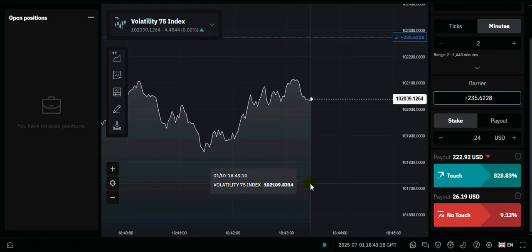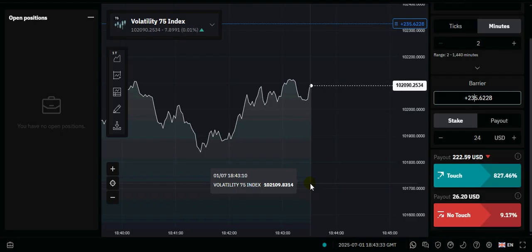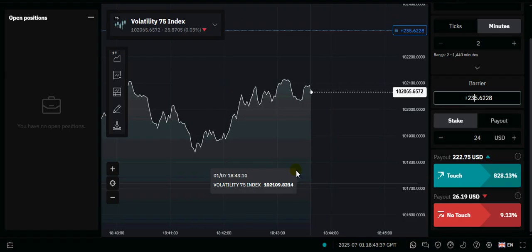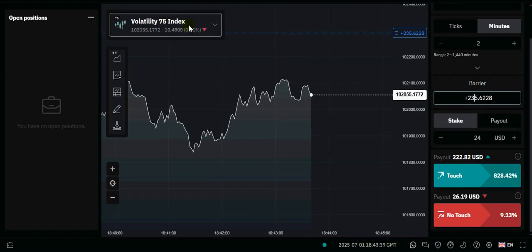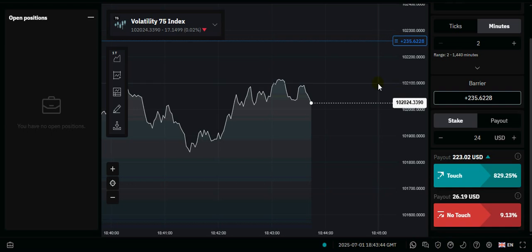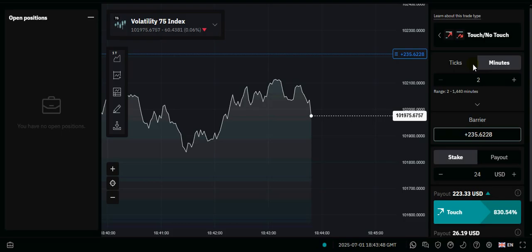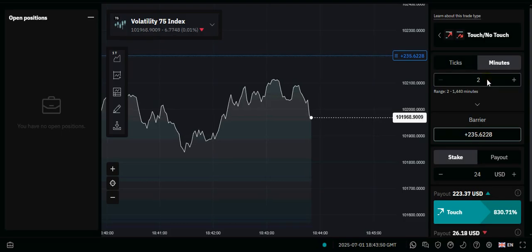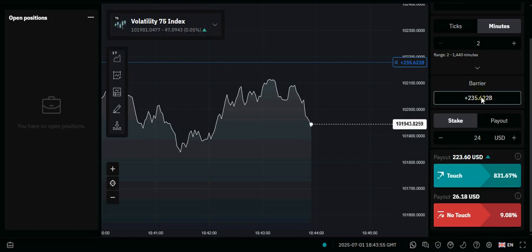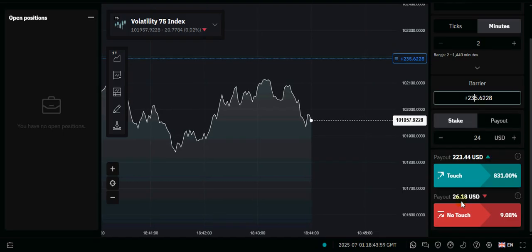And today we're going to be trading the Volatility 75 index, touch no touch, on the Deriv trader. So once you log into your trading account, you go to Volatility 75 index, and I changed it into dark mode. Go to the trade type here, touch no touch, set this to minutes, set this to 2 minutes. Then the barrier offset, we're going to set it to plus 235.6228.